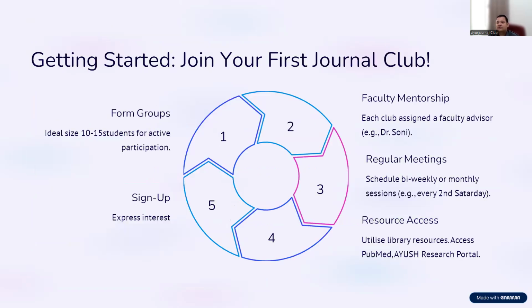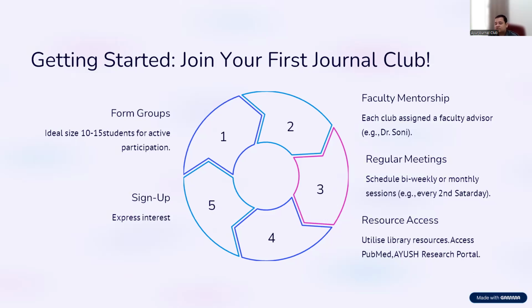When you want to start your journal club, you can go through one of my papers, on the role of journal clubs in undergraduate BMS students, which is published in GIM. At the core, we can see this diagram. First of all, there should be faculty mentorship. Each club should be assigned a faculty advisor. Then there should be regular meetings. It's not necessary to have them every day or every week. It can be once or twice a month, like we hold it every second Saturday.